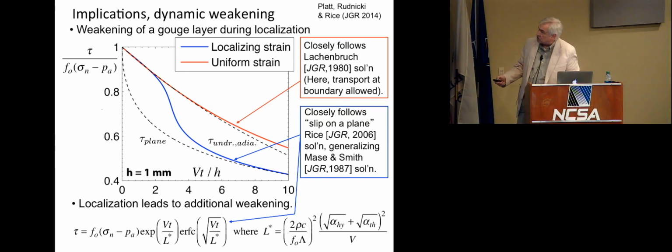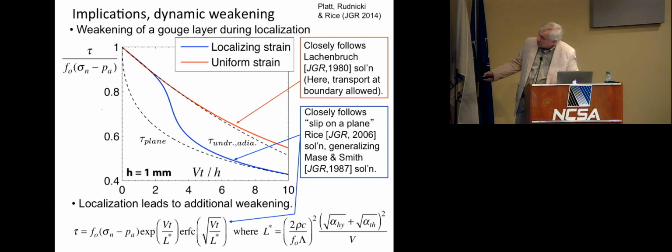Here's what happens to stress. Of course, the shear stress, which scales with the difference between normal stress and pore pressure. As you heat up that water and as things localize, so you're heating much more intensely, the strength goes down, so you have an initial result which follows the Lockenbrook analysis, which assumes no transport of heat or fluid mass out. Ultimately, we diverge because our calculations include heat and transfer to the outside.